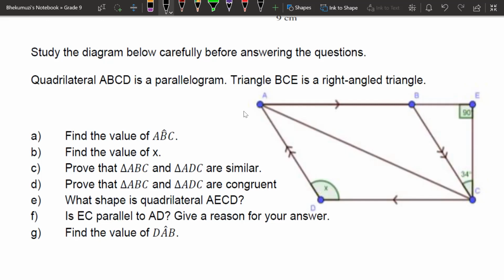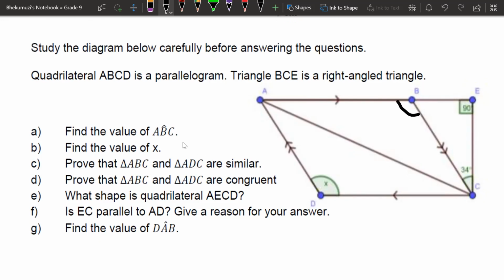And then the first question basically says, after looking at the diagram, there's A, B, C, E, C, D, and there's X, there's 34, there's 90 degrees. We have parallel lines, and we have a diagonal in the quadrilateral, right? Now, A says find the value of ABC. So they are looking for this angle over here. Now they want to know what this angle over here is, right?